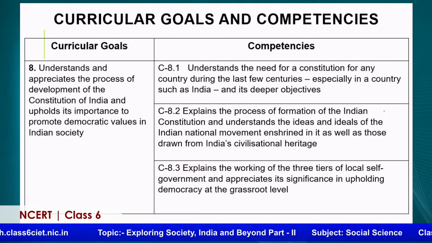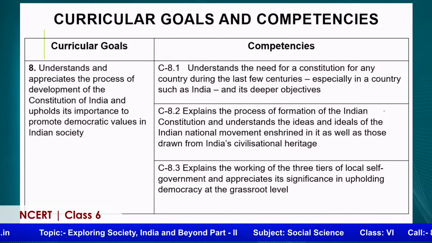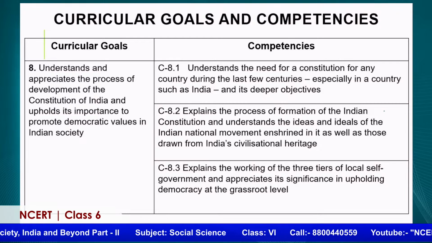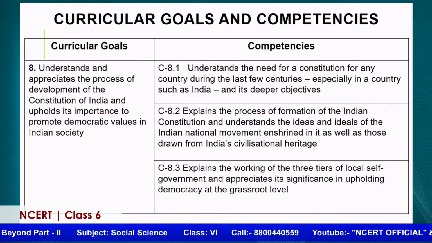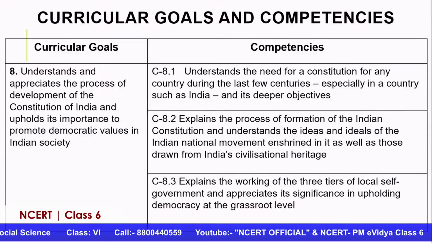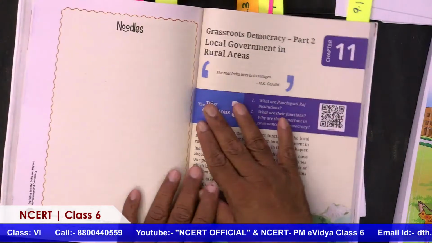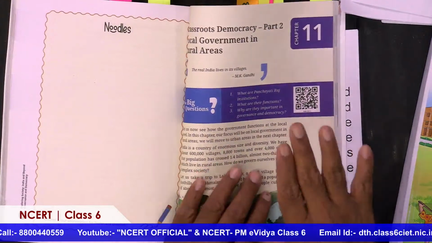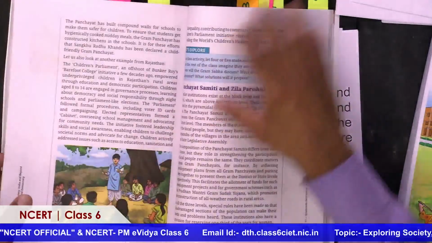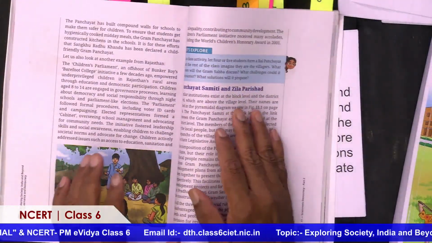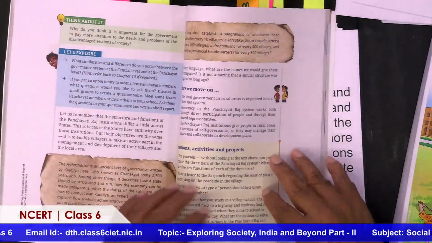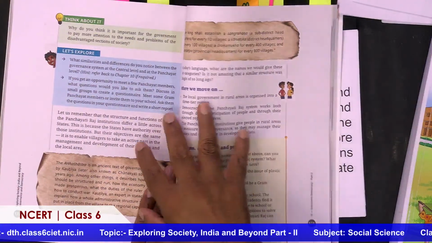If this is the competency we are expecting from you after studying these 2 chapters, what we did was develop 2 chapters. One chapter is on how local governance takes place in the rural area, and there is another chapter on the same topic, but on the urban area, how the local government performs in the urban area. In the rural area, it is chapter number 11 and then chapter 12. Both these chapters describe examples of how local self-government functions in India, and all these examples are given just to achieve this competency.